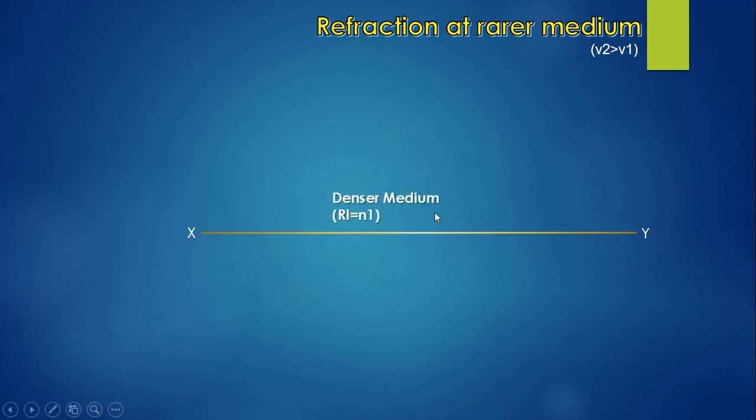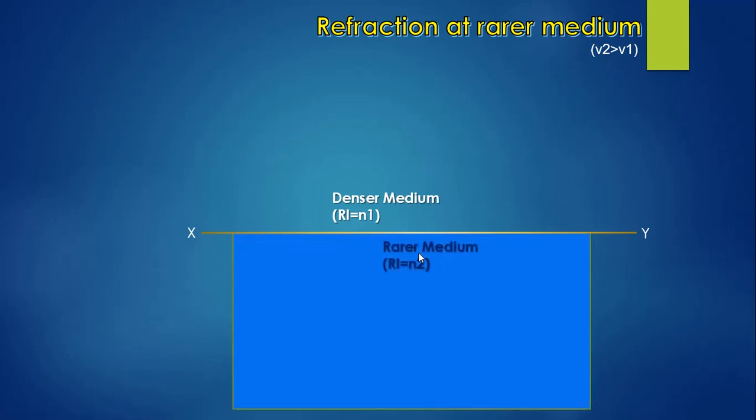So in this slide I am explaining refraction at rarer medium. So let us start with, again, an interface XY, which is going to divide the medium into two parts. Its upper part is a denser medium, which has a refractive index n1, and the lower portion is a rarer medium, which has a refractive index n2.